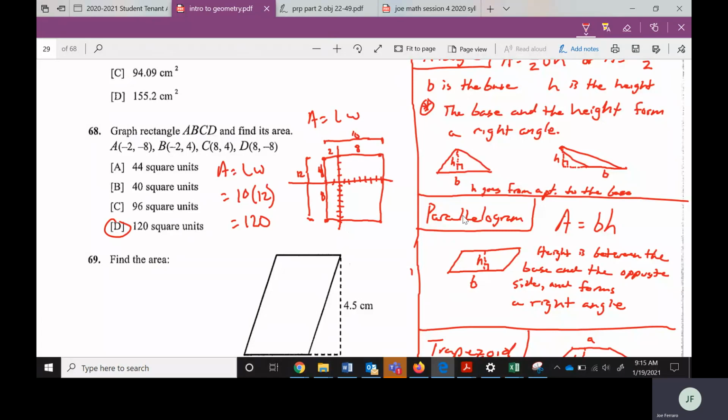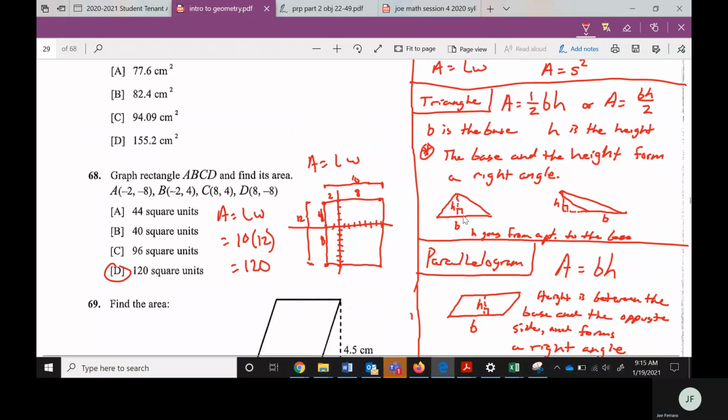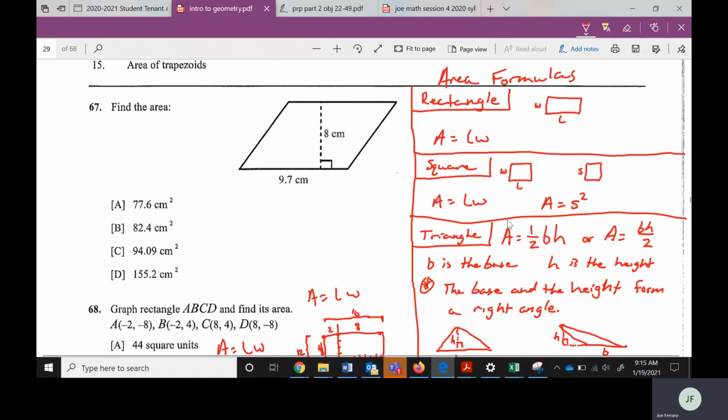Okay. So that's a rectangle problem. I think there's one more rectangle problem like that, and then I think the rest of the rectangle problems are actually easier. They'll either have a picture or they'll just tell you this is the length, this is the width, it's a rectangle, and just multiply. Okay. 67, parallelogram.